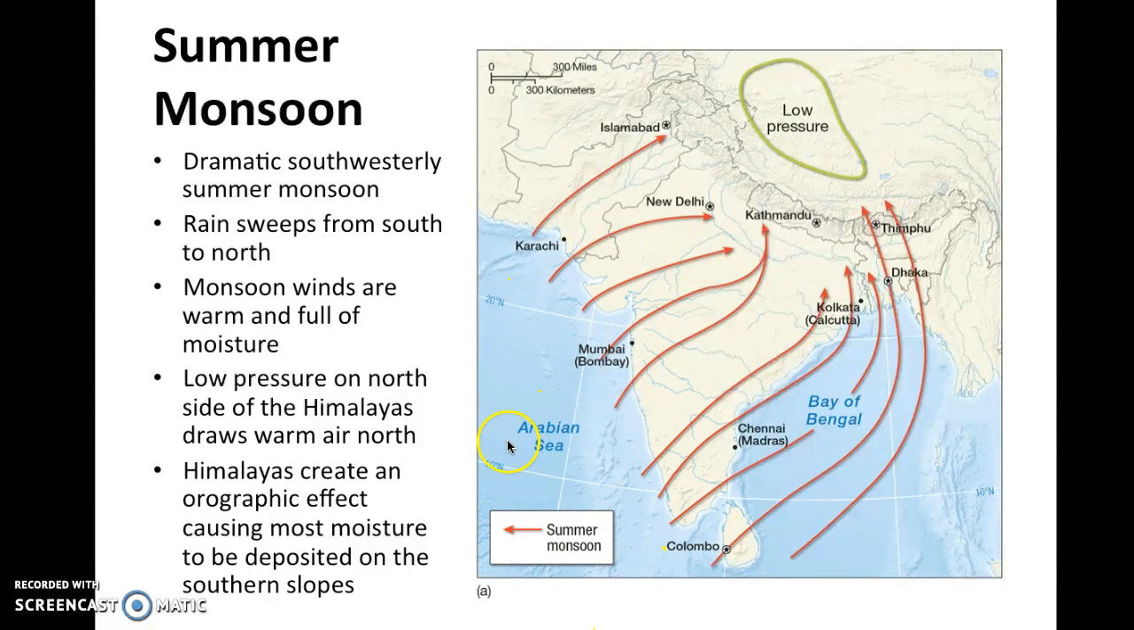So this is a high pressure down here. It's flowing towards the low pressure. So that's what's pulling it in. Now what breaks this off right here is this mountain range. That's the Himalayas right through here.